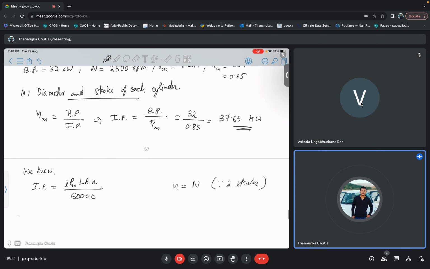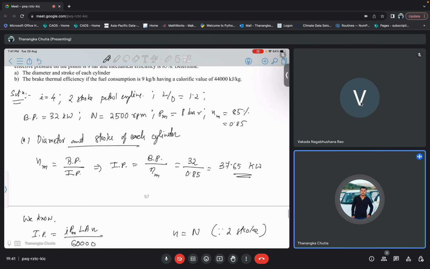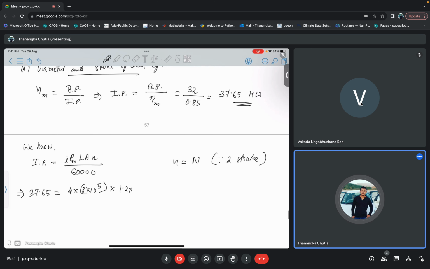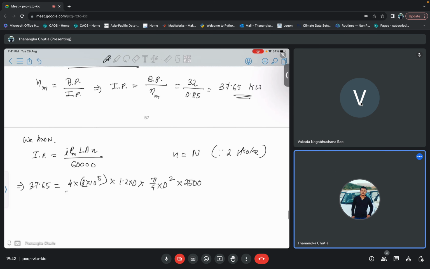Okay, so indicated power we know 37.65. I is equals to 4. PM is equals to 8 into 10 to the power 5 Pascal. L and D we have to determine. So from this expression, I will express L in terms of D. So this will be equal to 1.2 into D. And what will be your area? Area will be pi by 4 into D square. Okay, and N is equals to 2500. Yes, N divided by 60,000.